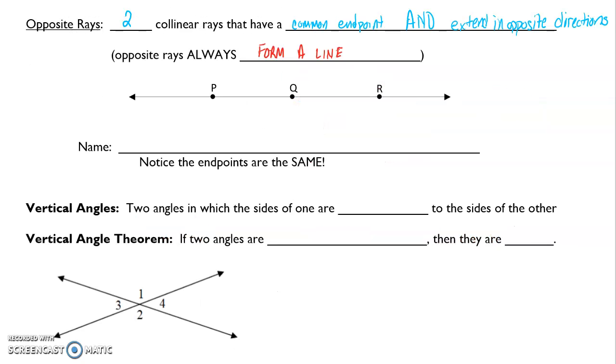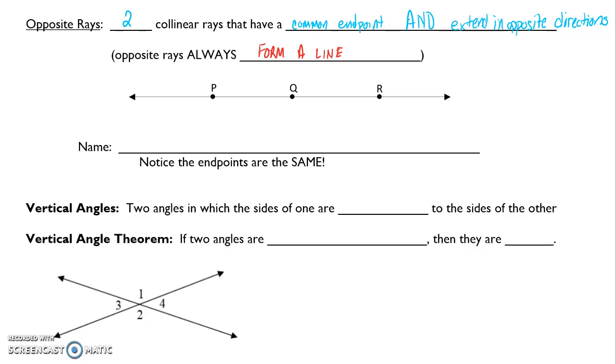So in section 2.8, we start talking about opposite rays, and now we will formally identify and define vertical angles and talk about a vertical angle theorem. So first, opposite rays. These are two collinear rays. They have to share an endpoint and extend in opposite directions. So they will always form a line.